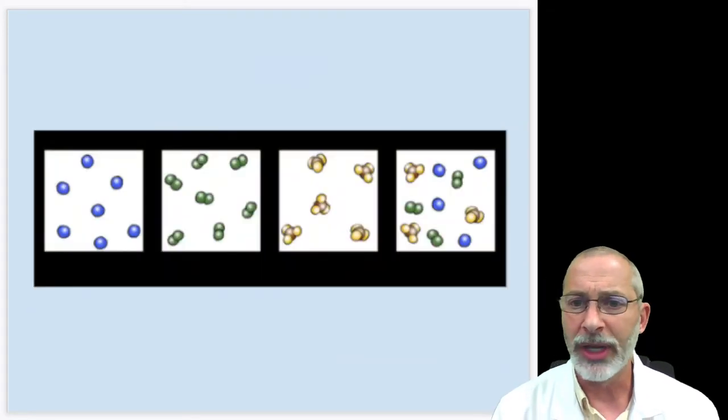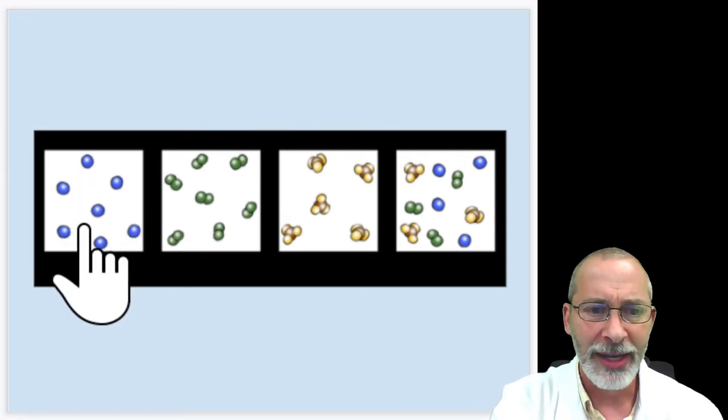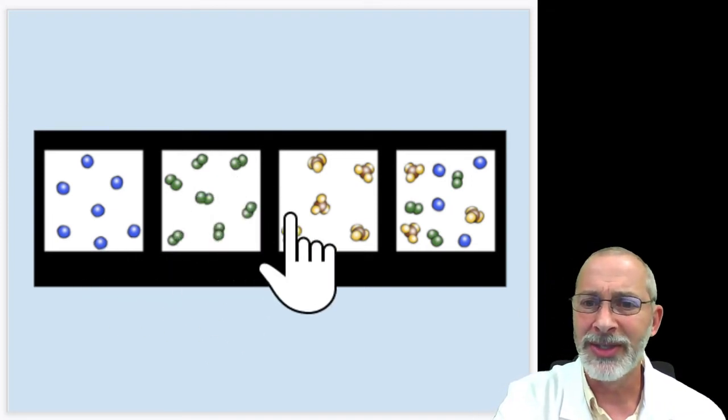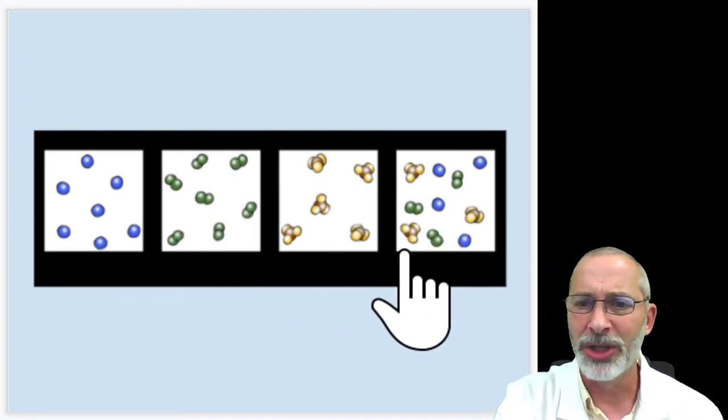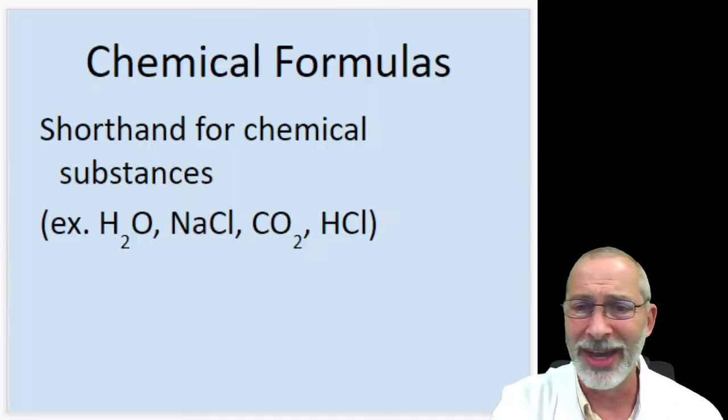So here we have a quick little visual which may illustrate that atoms are the smallest, then we have elements, then we have compounds and molecules. That's really not a great diagram now that I look at it. So let's move on to the next one.